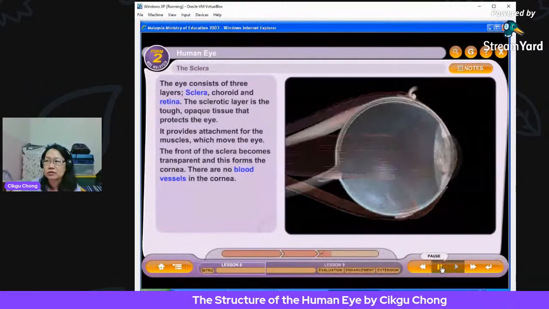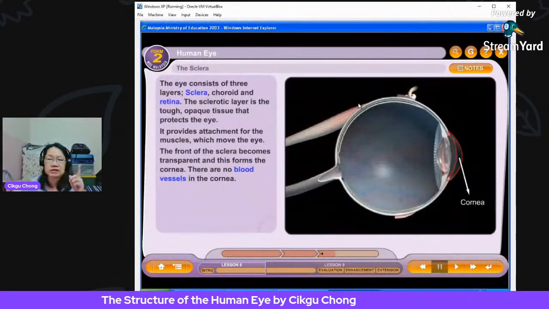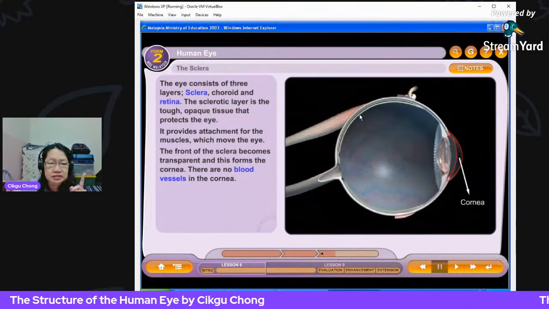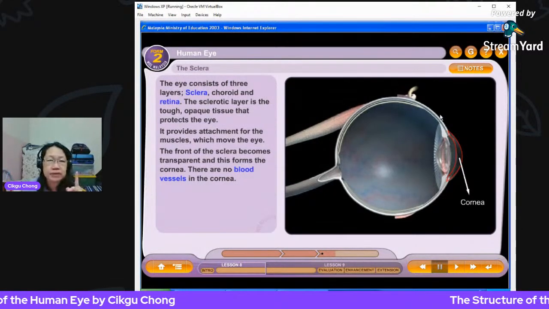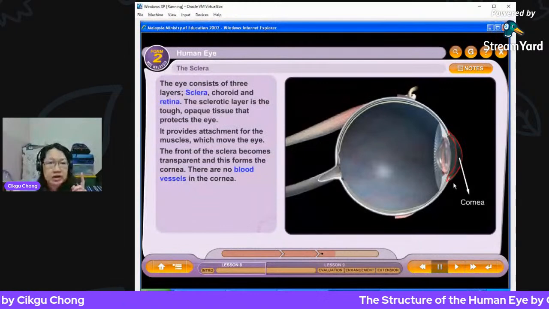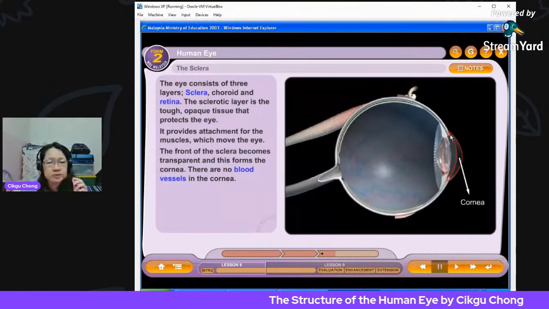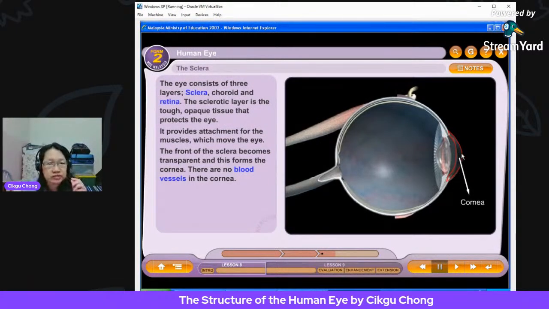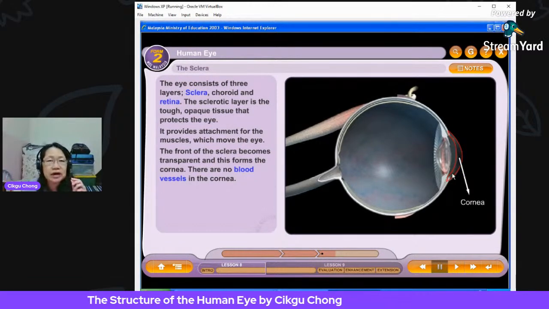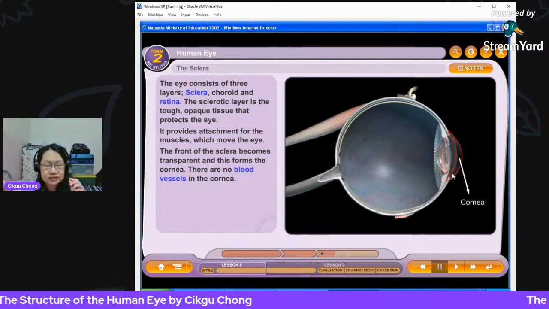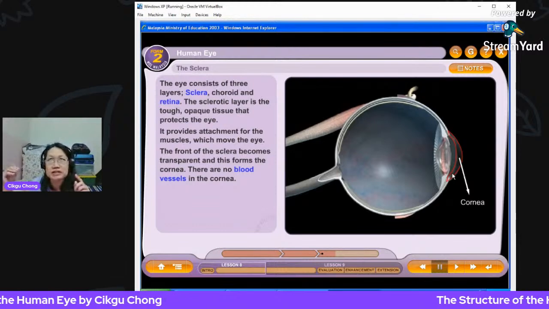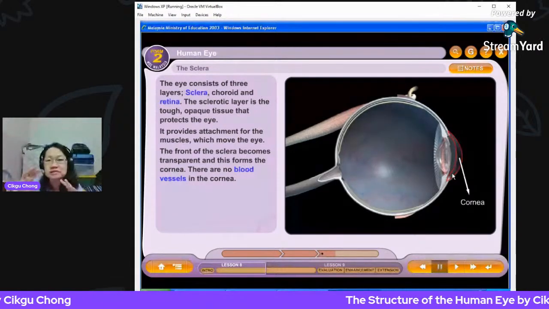Now you see the front part, and the back part here is the sclera. This is the sclera. When it comes to the front part here, it actually becomes transparent. 它变透明, transparent is 透明, or in BM we call jernih. So it can allow the light to enter. All right, so it becomes clear in the front here, and it's called the cornea.